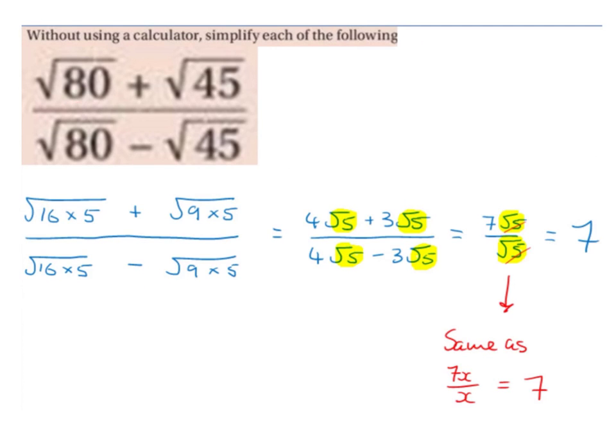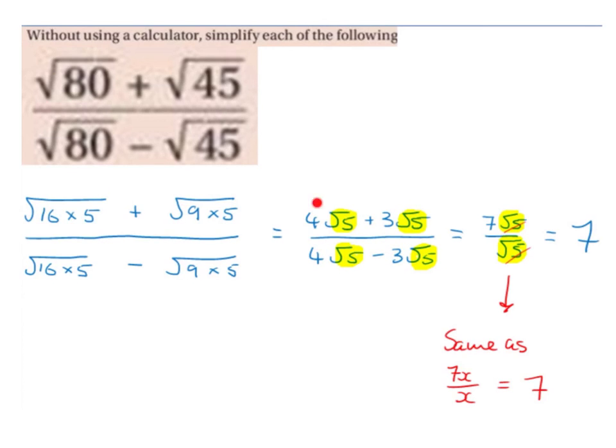So root 80 will break down to be root 16 times 5. Root 45 will break down to be root 9 times 5. And same on the bottom, where we have a plus here and then a minus. So root 80 is going to be root 16, root 5, and the square root of 16 is going to be 4, so that's going to be 4 root 5, plus the square root of 9 is going to be 3, so that's going to be 3 root 5, and it'll be the same on the bottom except you have a minus.